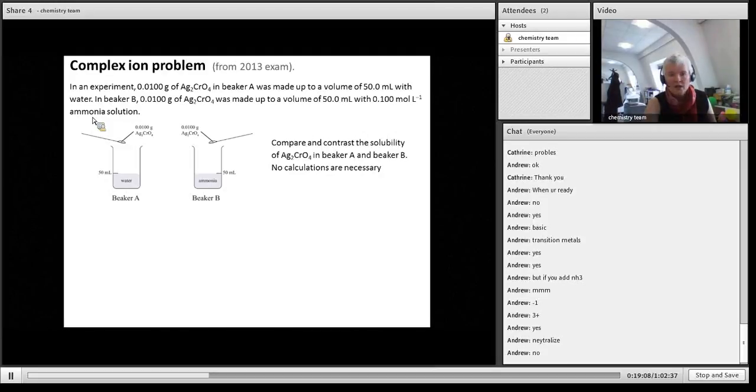No. So the next one you've got to think of is complex ion, because this question is obviously we're talking about solubility and equilibrium shifts. Whenever you've got a question like this, compare and contrast the solubility, we want to use Le Chatelier's principle. So do I form a complex ion in any of these?